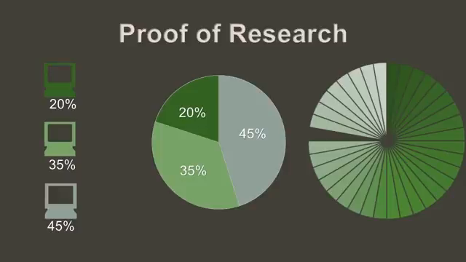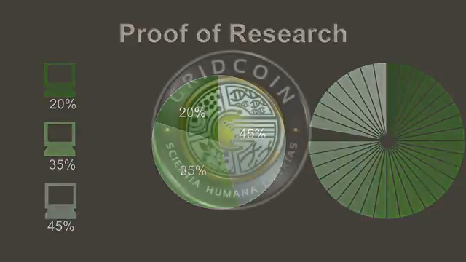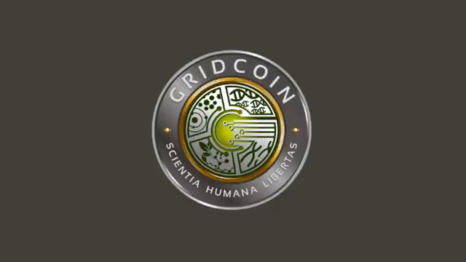If proof of work is a race, and proof of stake is a queue, proof of research is a marathon that never ends. You aren't paid for being the first one to the finish line. You're paid for all the work you've done between each checkpoint. Researchers on the Gridcoin network are doing real work and helping scientists solve some of humanity's biggest problems every day.